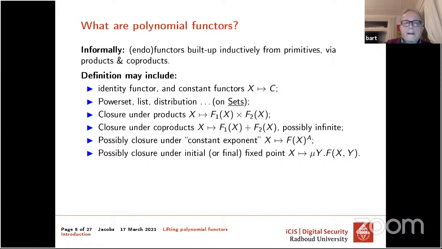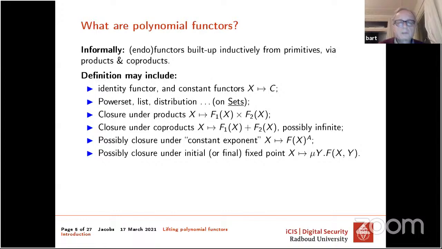The definition certainly includes identity functors and constant functors, and maybe some special functors like power set, list, distribution, etc., on specific categories. Often on sets, but it may also be via a Tourist functor on a category of topological spaces. Now, the next two properties are very important, at least in this talk. These functors are closed under products and under co-products. There's some variation, especially with respect to co-products, whether they can be finite or infinite. And here I'll simply look at the finite ones.